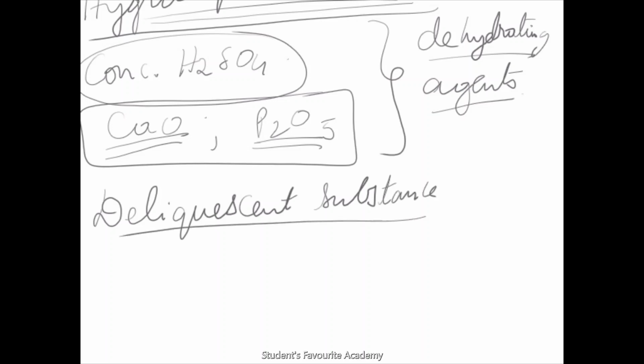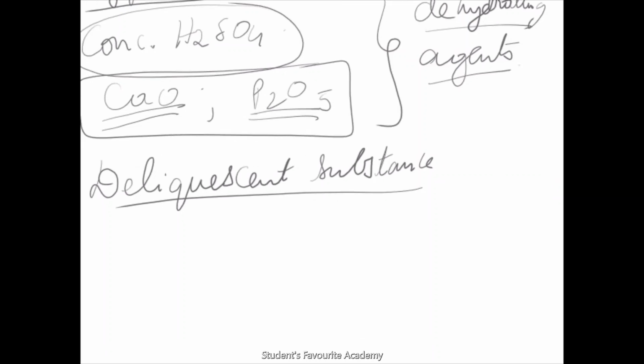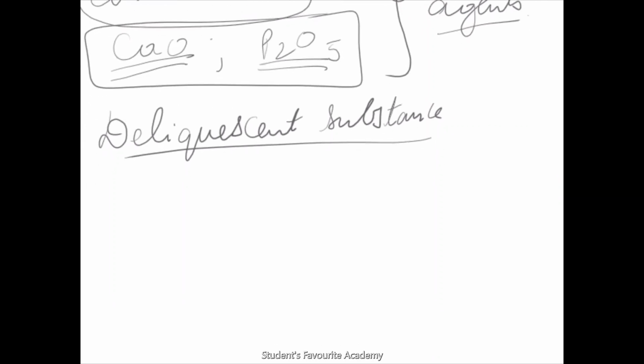Deliquescent substances. Some salts absorb moisture from the atmosphere and they dissolve in it. Okay, like for example, hygroscopic substances absorb but they don't get dissolved in that. But deliquescent substances, some substances, when they are exposed to atmosphere at ordinary temperature, absorb moisture from the atmospheric air and they become moist or sometimes ultimately even dissolve in the absorbed water.